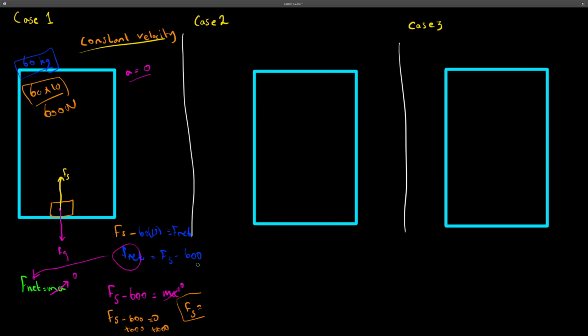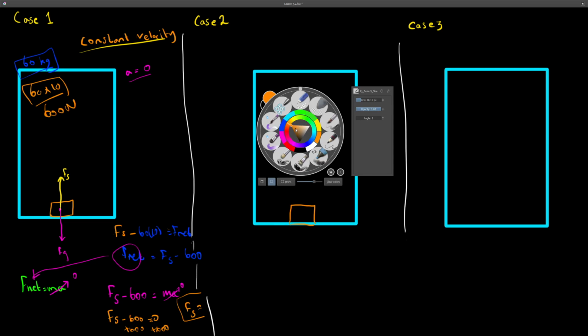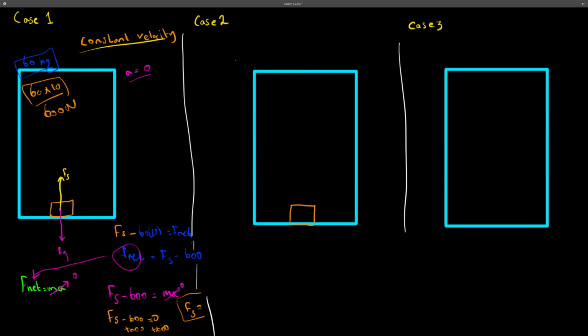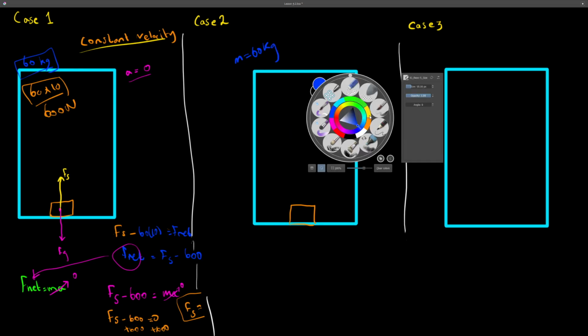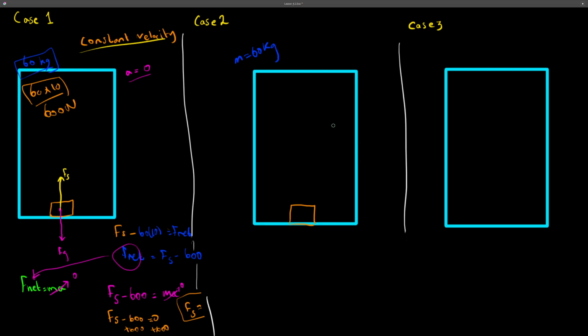Let's look at the second case. So the second case, I have a scale again, and we'll keep the same mass throughout. So m is equal to 60, so we can see the differences. In the second case, we're going to have the acceleration equal to 2 meters per second squared. What does that mean?